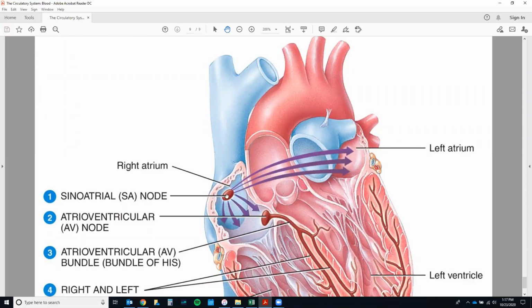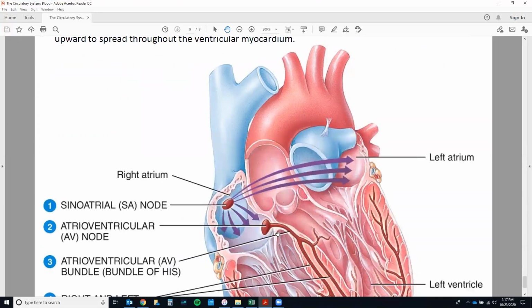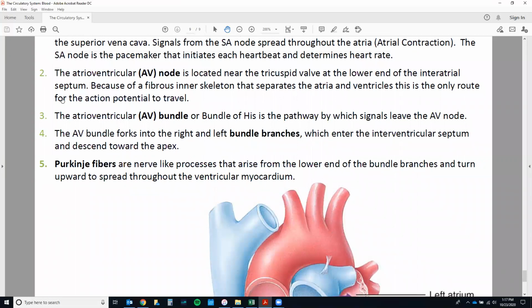The sinoatrial node is not connected directly to anything else, but some of those action potential signals will arrive at the second component of our cardiac conduction system, what we call the AV node. And AV node is down towards the tricuspid valve and at the lower end of the interatrial septum. Because of the inner fibrous skeleton that separates the atria and the ventricles, this is the only route in which an action potential can travel.